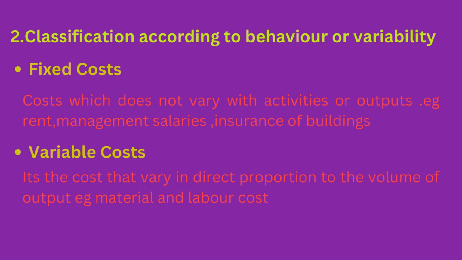The next cost is variable costs. Variable costs are costs which vary in direct proportion to the volume of output. For example, we have material and labor costs, which vary according to how many final products you want to produce.